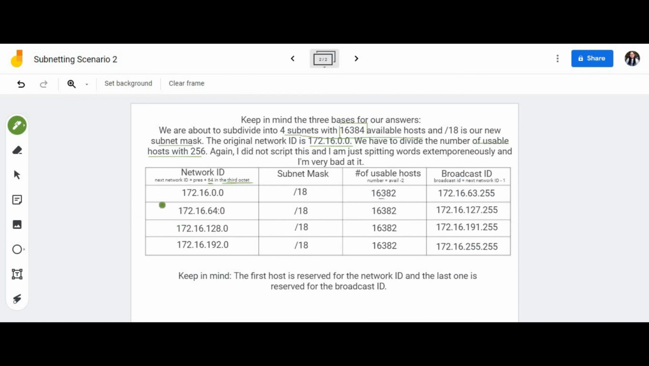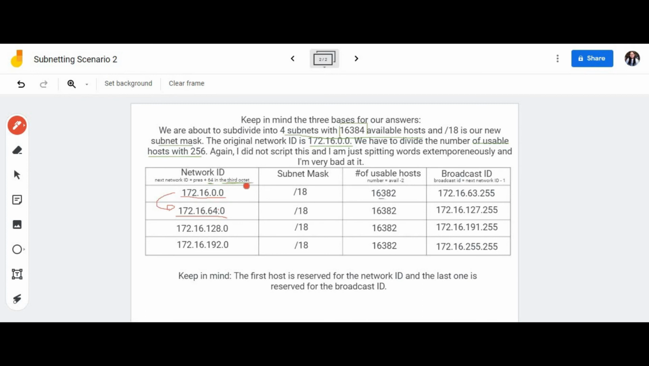Again, just like the other one, the original network ID will be placed here. I'm sorry, I have to use another color. Okay, 172.16.0.0 is our original network ID, and for us to get the next one, we just have to add 64, so we get 172.16.64.0. Basically, it's just the same. The main difference is that we add 64 in the third octet.